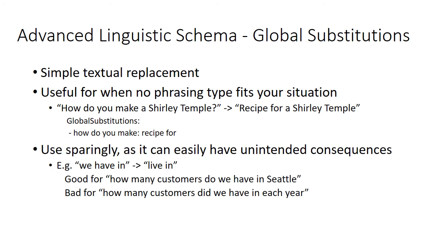Be careful, however, as global substitutions can have unintended consequences. For example, replacing "we have in" with "live in" has a good effect on "how many customers do we have in Seattle," but a rather unfortunate one on "how many customers did we have in each year."